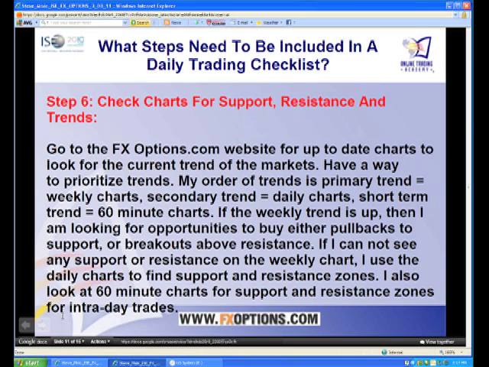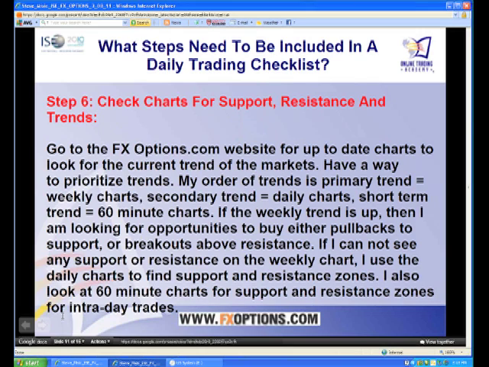If I can't see any support or resistance on the weekly chart, then I'll use the daily charts to find support and resistance zones. And I also look at 60-minute charts for support and resistance zones if I'm going to do intraday trades. So I can adapt my style depending on if I want to trade for a short-term move in one of the currency pairs or if I want to trade for a longer-term move. So having this order allows me to prioritize which trends matter the most to me.